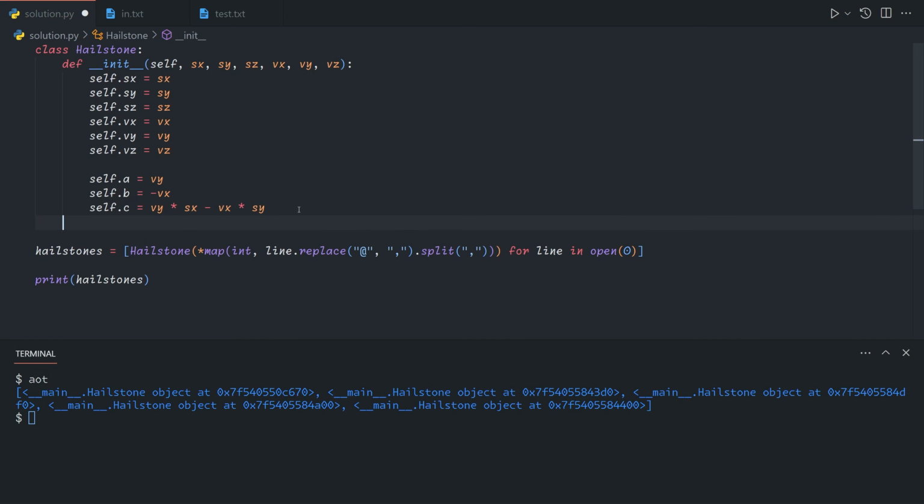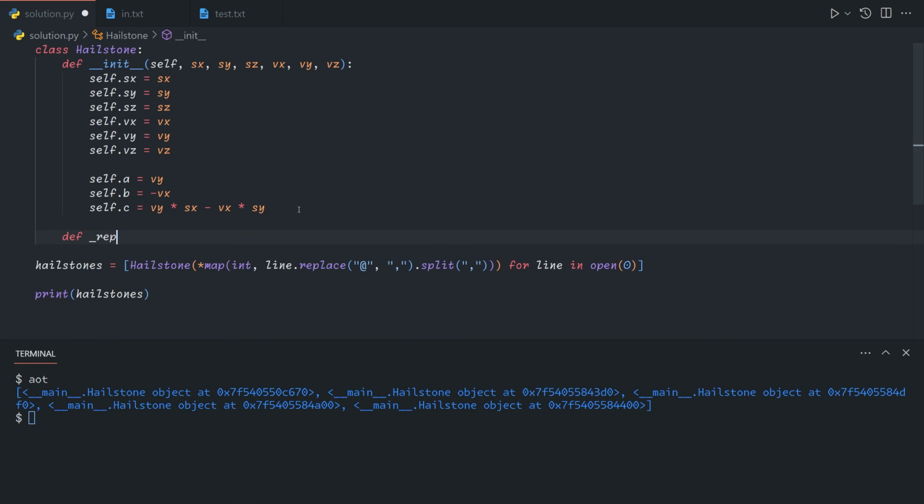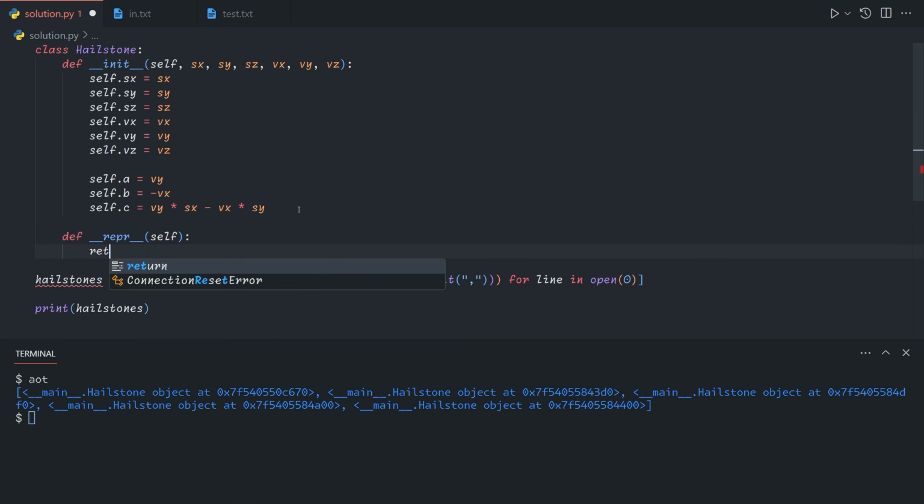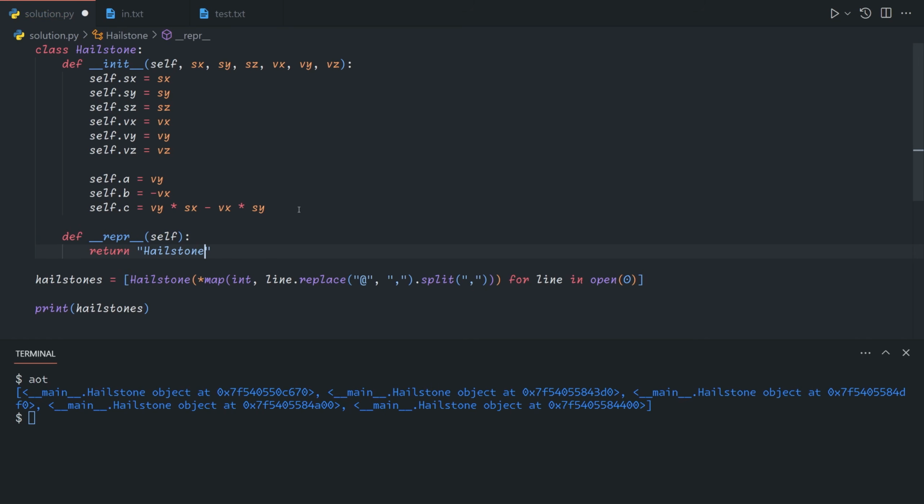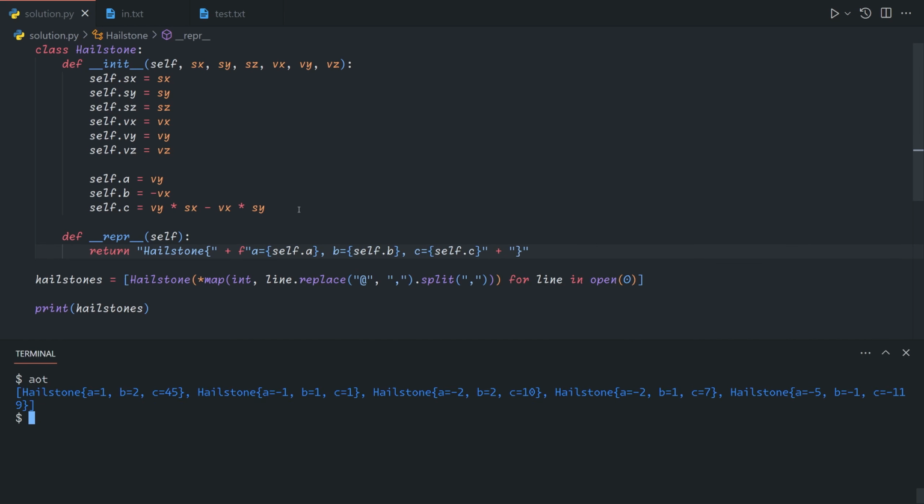Let's represent this a bit more nicely using a representation function, and we can make it return Hailstone and then insert our variables. So we can say a equals self.a, b equals self.b, and c equals self.c. So now we get these as our lines, and these are all in standard form.